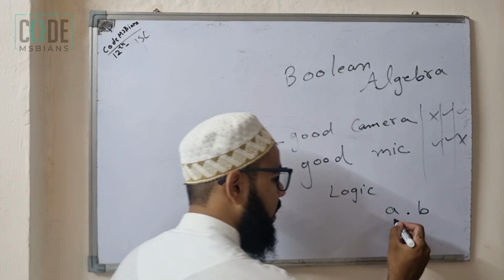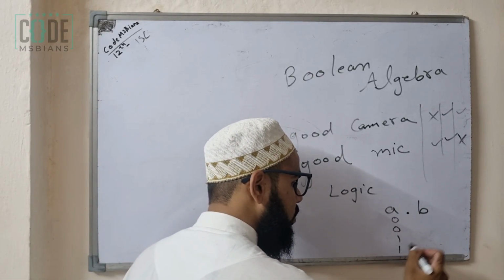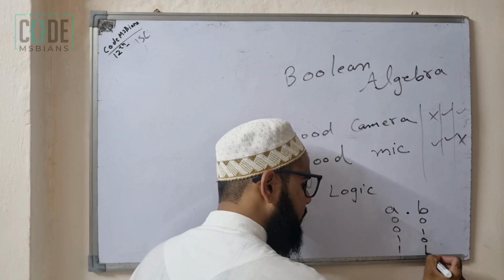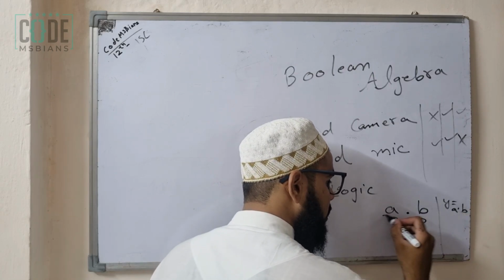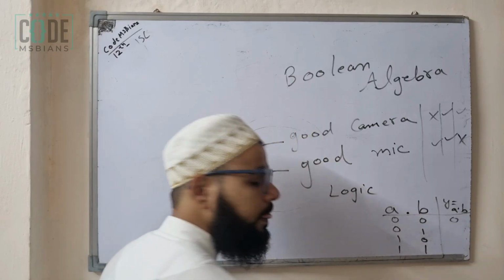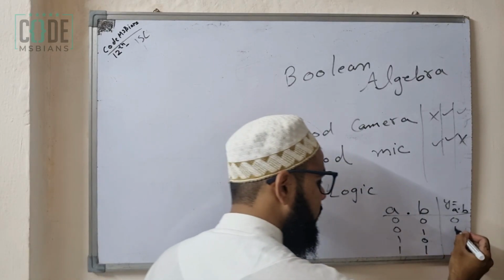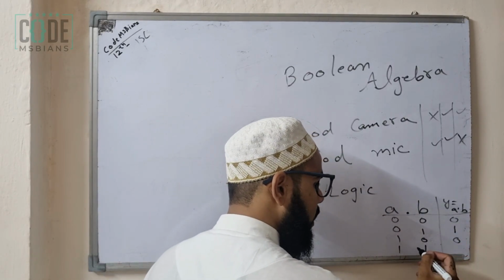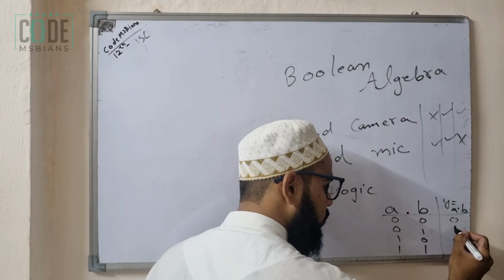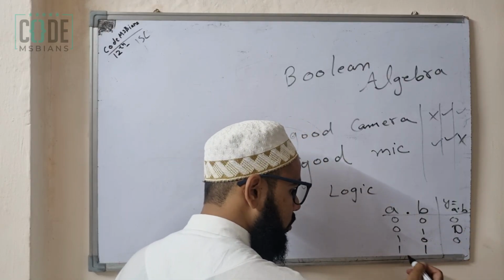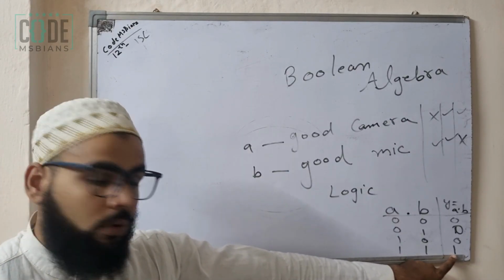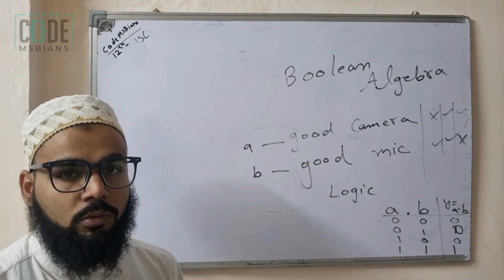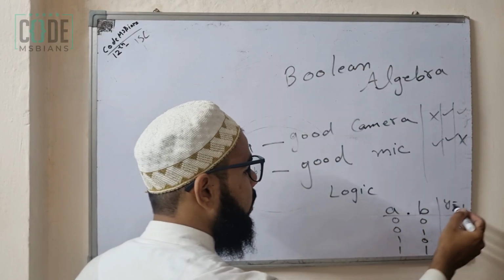For example, if I draw a truth table here, with A as 0 0 1 1 and B as 0 1 0 1, and Y is nothing but A dot B, you can see that 0 dot 0 is 0, 0 dot 1 is 0, 1 dot 0 is 0, and 1 dot 1 is 1. So the condition becomes true only when both A and B are true.